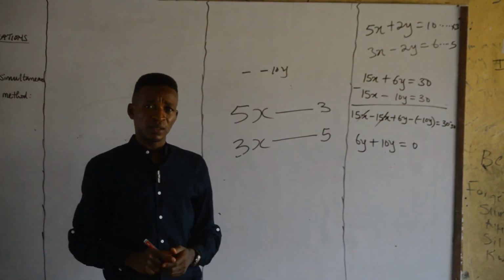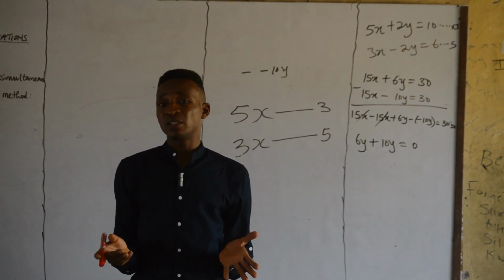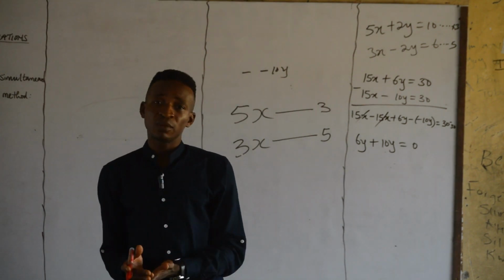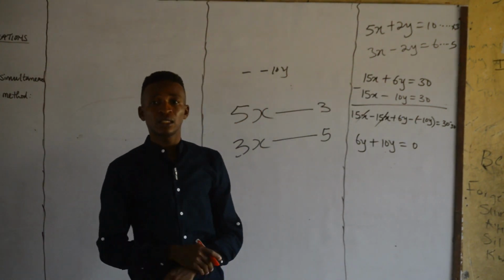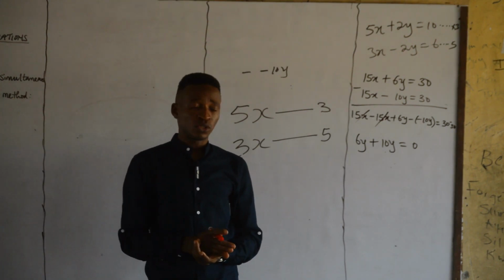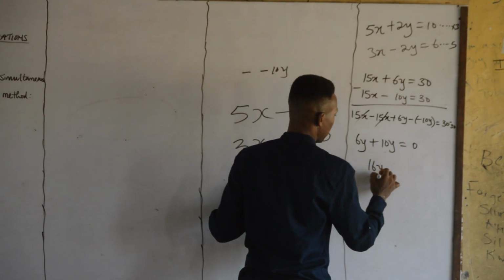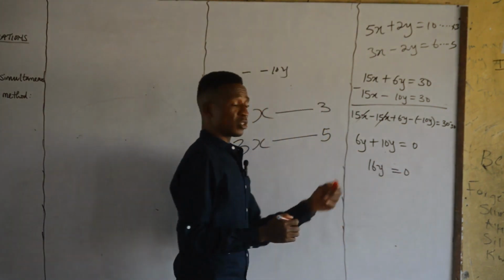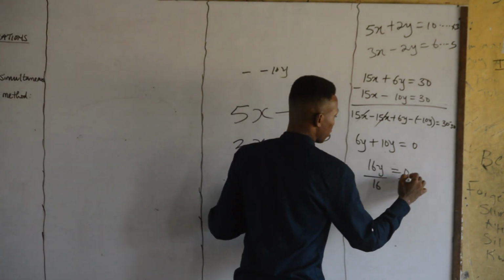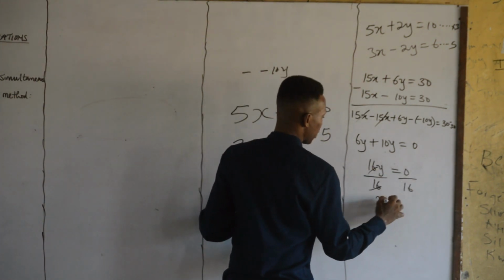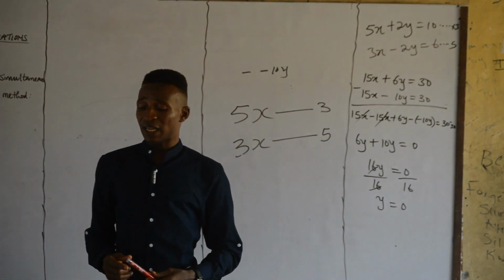Then you see that we have been able to bring out the beauty of the topic itself, which is the elimination method. So as far as elimination method is concerned, we have been able to eliminate this x. Nothing like x in the question again. So we are now left with 6y plus 10y, which gives us 16y equals to 0. And this one is just a normal equation. So divide both sides by 16. So we have y equals to 0.